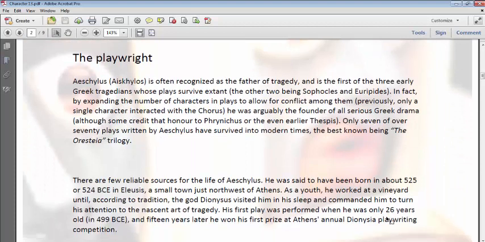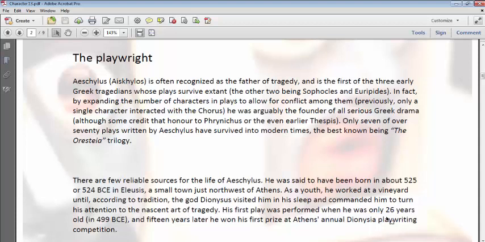I'll talk very quickly about Aeschylus, the playwright of Agamemnon. He was actually quoted as the father of tragedy. He was the first of 3 playwrights whose plays still exist. There were many playwrights at the time, but there's only really 3 whose plays are still read to this day, and that's Aeschylus, Sophocles, and Euripides.